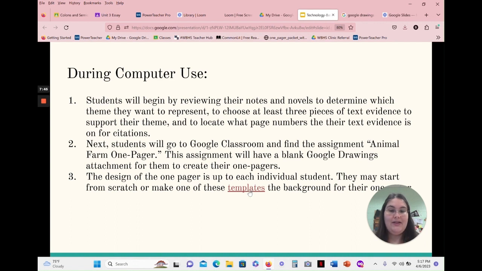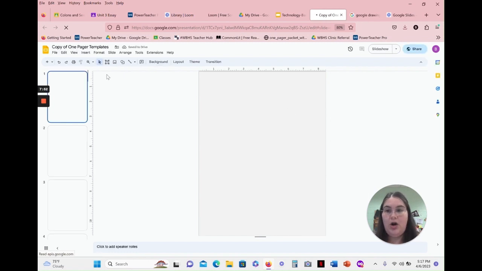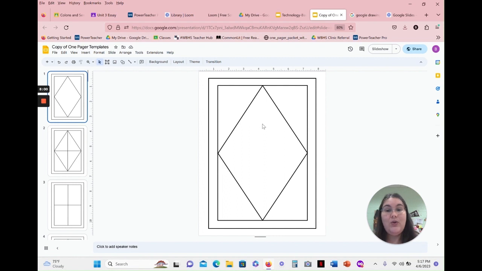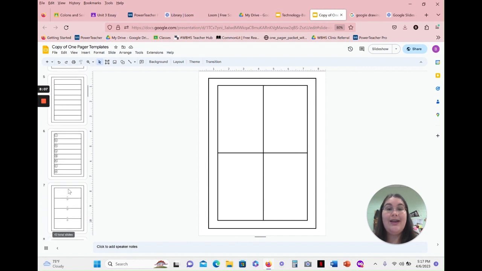Now, I do have templates available for students, and these templates look like this. I think templates are a good starting point for many students who aren't sure how to begin from a blank page. Some kids love beginning from a blank page, some kids don't. However, you can copy and paste these designs onto a blank Google drawing and fill things in from there, which many students find very, very helpful as far as getting started.